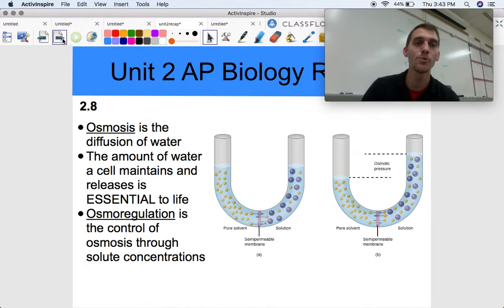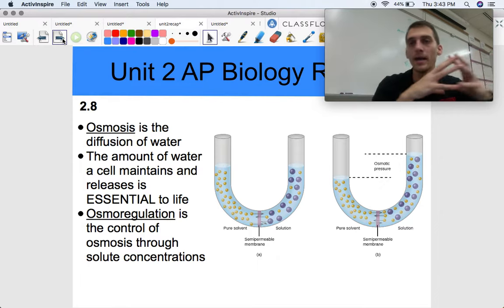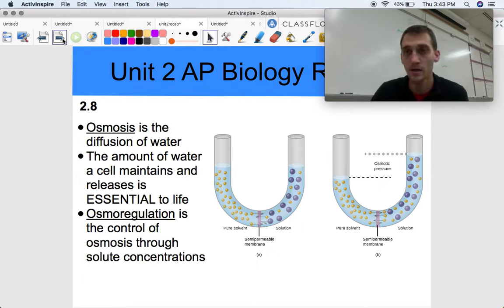Okay, so that's co-transport. Now, 2.8, this is another doozy here, osmosis and tonicity, and I'm going to try and go through fast. Osmosis is the diffusion of water, okay? We talked about diffusion being the tendency of particles to spread out evenly from high to low concentration. We have a special word for it. It's called osmosis when it comes to water.